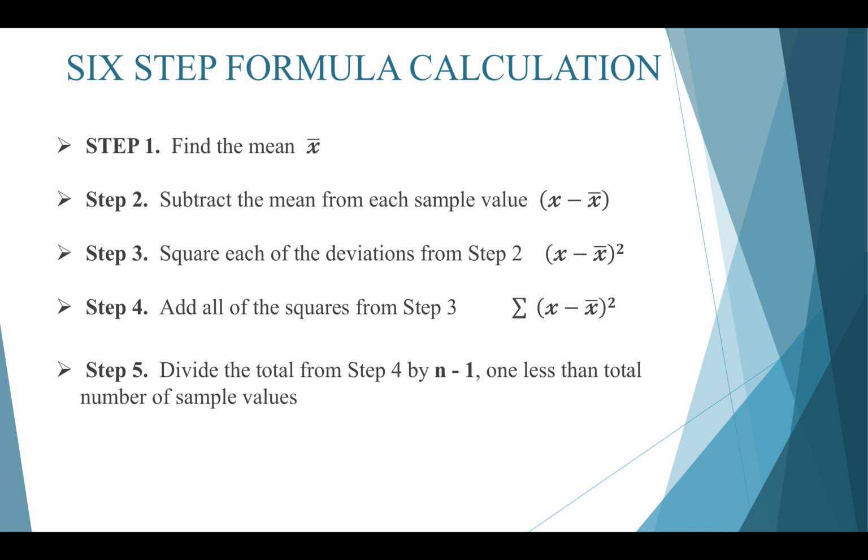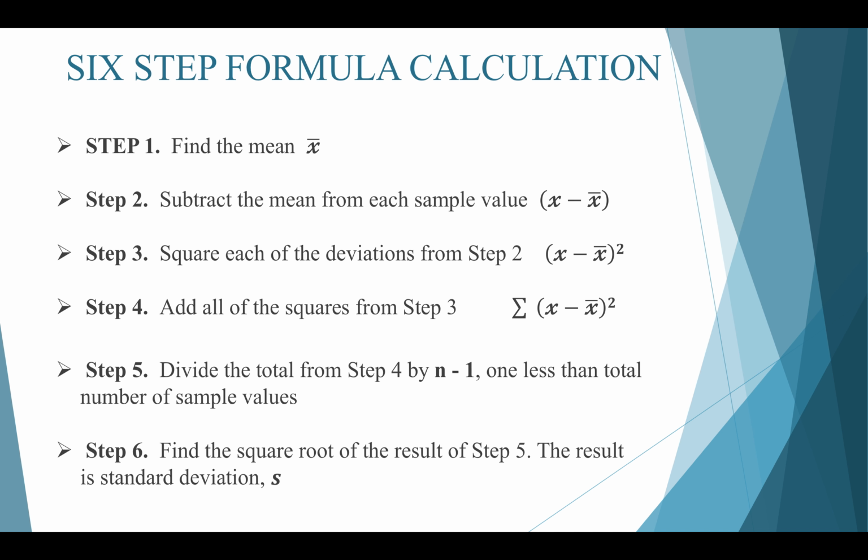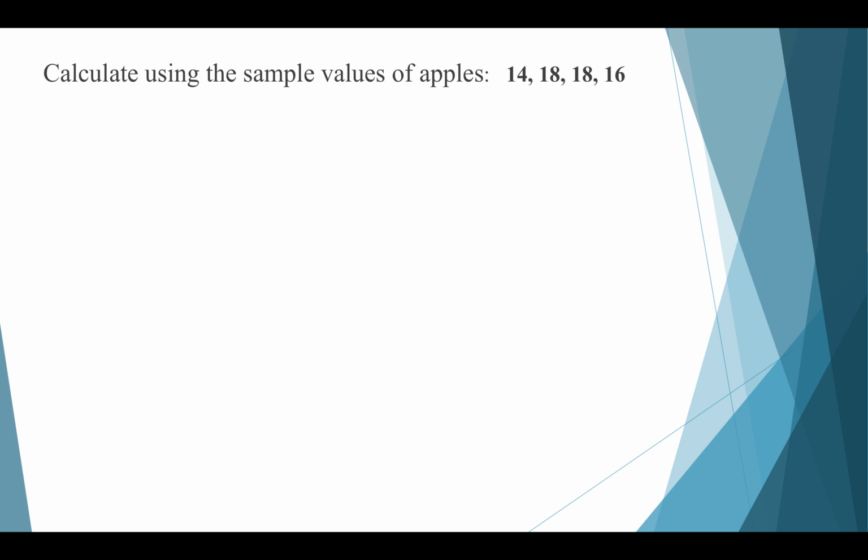And as I told you, we're working with 4 data values, so you subtract 1 from that, which gives you 3. In step 6, finally, you'll find the square root of the result of step 5, and the result is your standard deviation. For our problem, we'll calculate using the sample values of apples. As you can see, we have 4 sample values, 4 buckets of apples: 14, 18, 18, and 16.